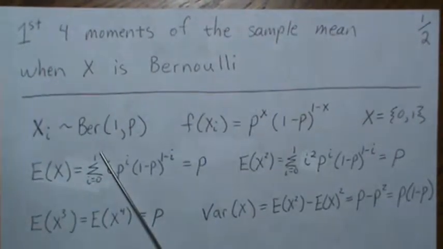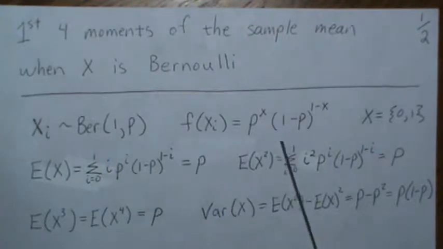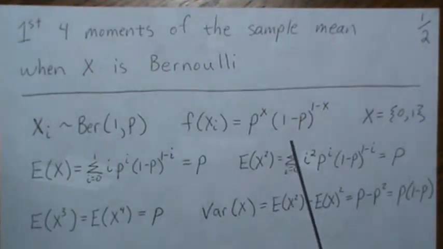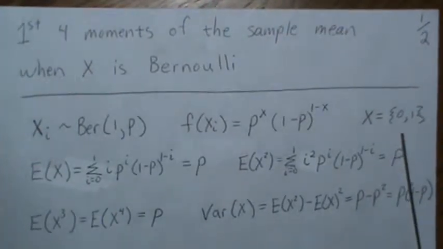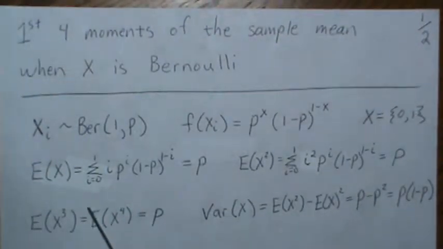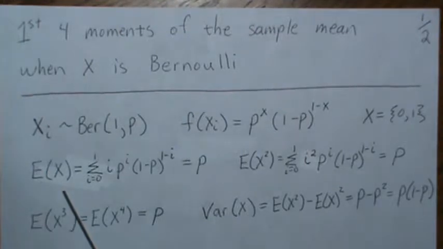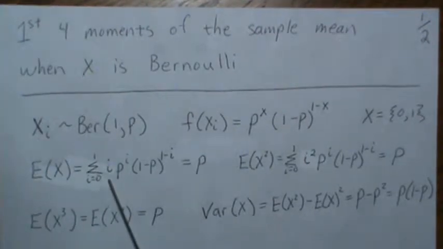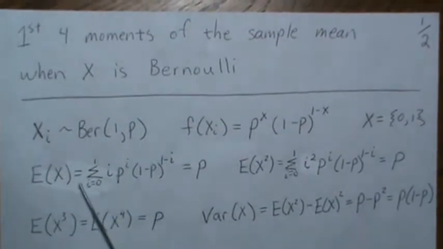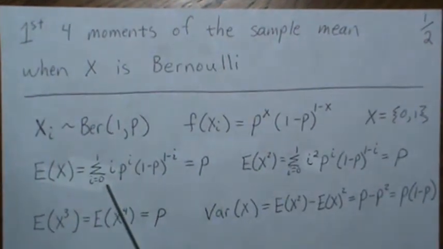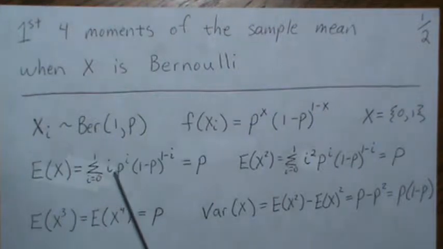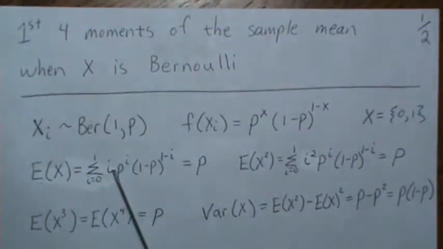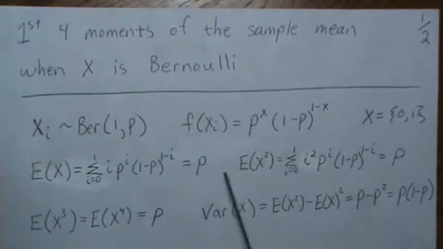So let's let x be Bernoulli, and the density for that is this. X takes on values 0 and 1, and if we look at the mean, that says stick in x, sum over all possible values, so it's from 0 to 1. When it's 0, things drop out. When it's 1, this goes away. That's 1, so we're left with p.